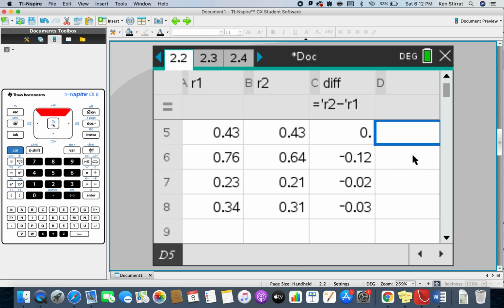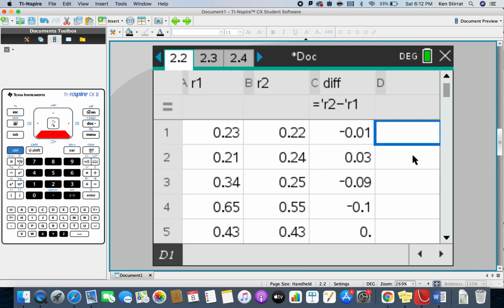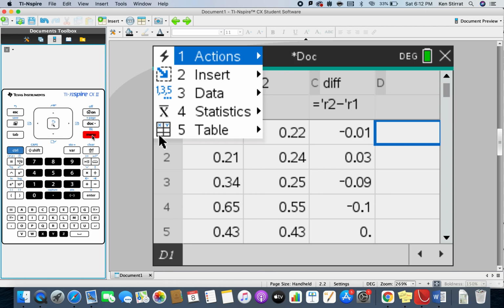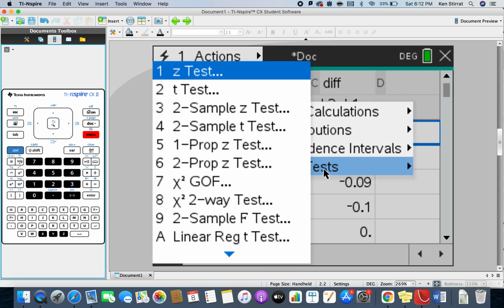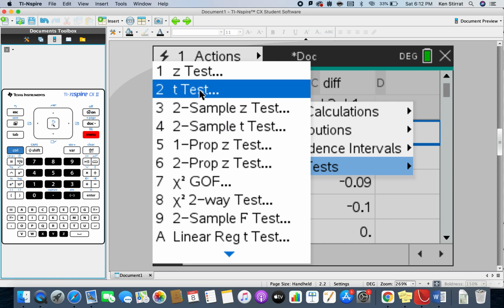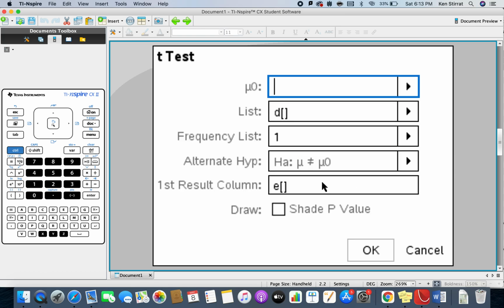And now in the first available box here, we're going to perform the hypothesis test. Menu, statistics, this is a stat test. And actually it's a t-test now. So we're going to look at the differences. And here the data is there.